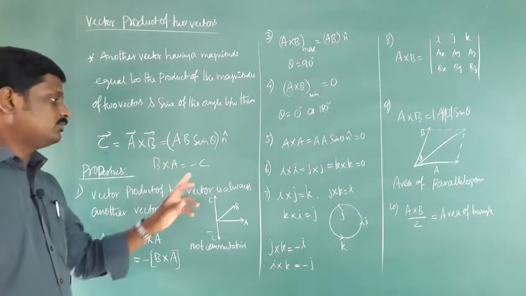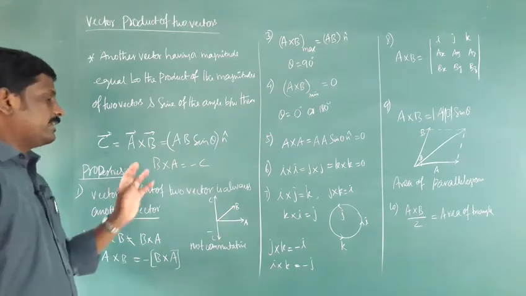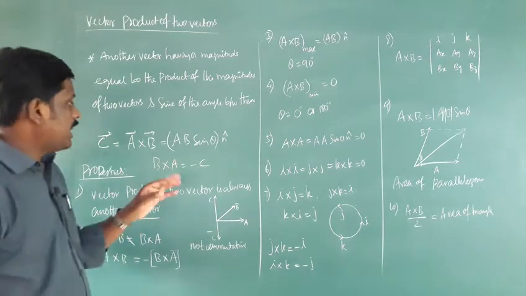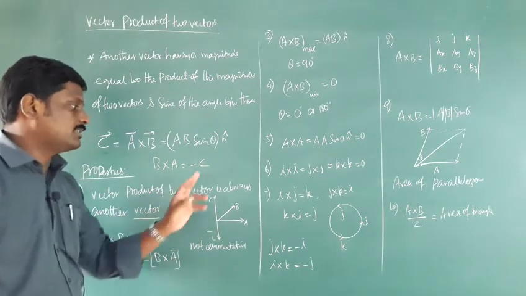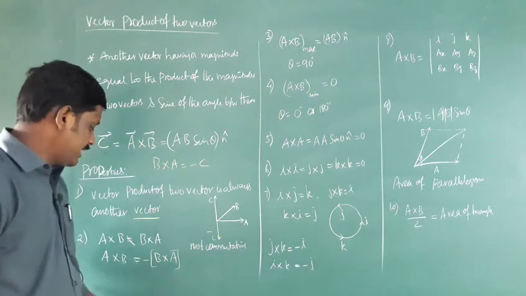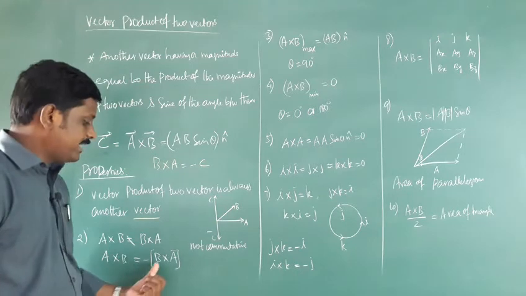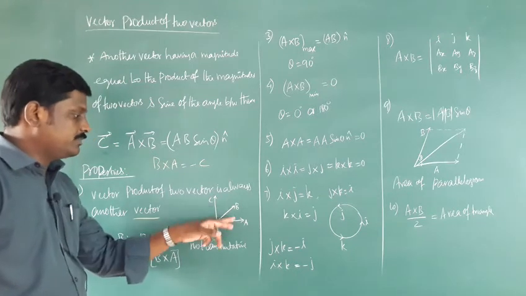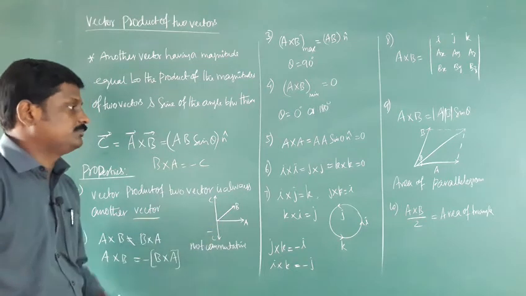The vector product of two vectors is always another vector. So A cross B equals another vector, C vector. Then A cross B is not equal to B cross A, because A cross B equals minus B cross A. If it is B cross A, then the C vector is reversed.